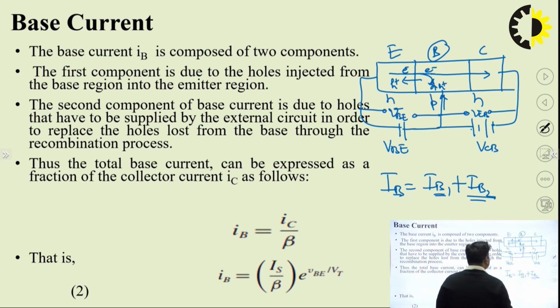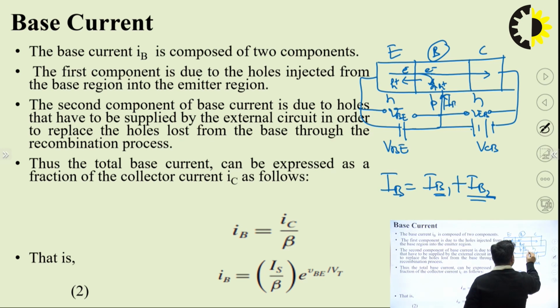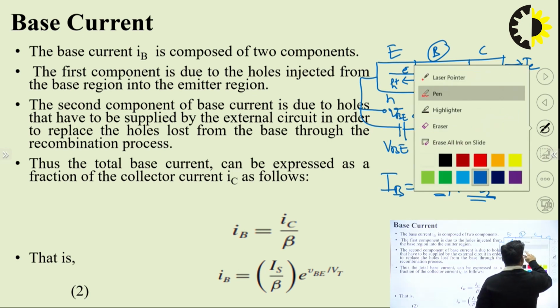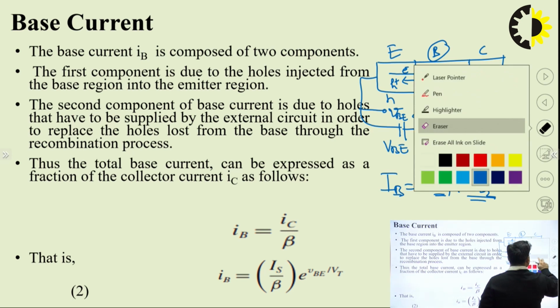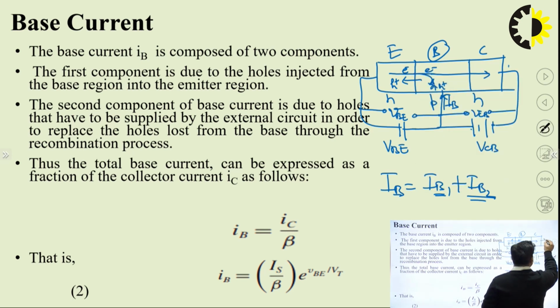What will be the direction of base current? It is in the direction of flow of holes. So the direction of base current will be inward. This is the direction of base current. This will be the direction of collector current. If it is NPN, then the direction will change. So the collector current direction will be inward, because electrons are coming in this direction, so current will be in this direction.